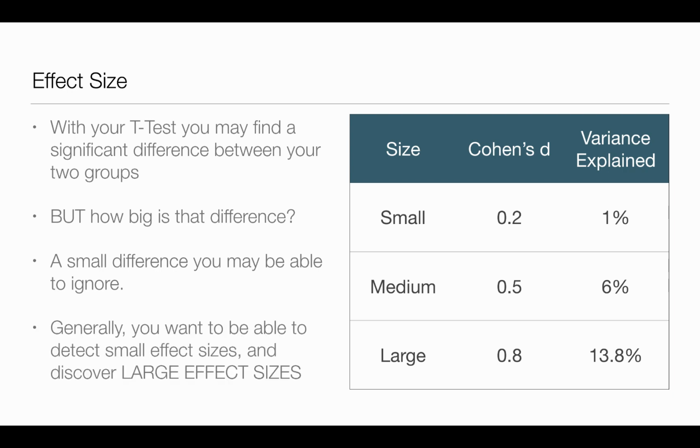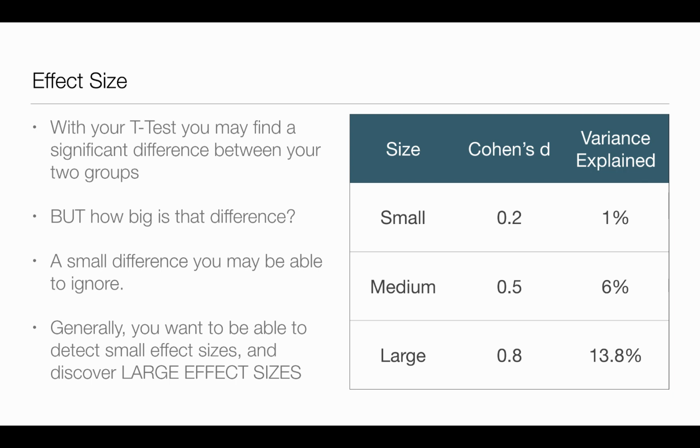So generally, what you want to do when you have a test is have a large enough sample that your test is so powerful that you can detect a small difference, but you want to find a large difference. So if you design your test so that it has enough power to detect a small effect size, then everything is going really well.